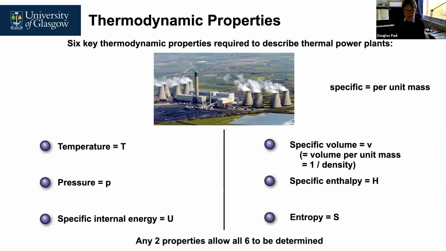Now, one of the key things that you'll understand by the end of today is that if we can measure any 2 of these properties, we can determine all 6 by calculation. In particular, some of these things are extremely difficult to measure. Entropy is extremely difficult to measure. Specific internal energy is also very difficult to measure. And enthalpy is a little bit easier, but it's still much harder than temperature, pressure, or volume.